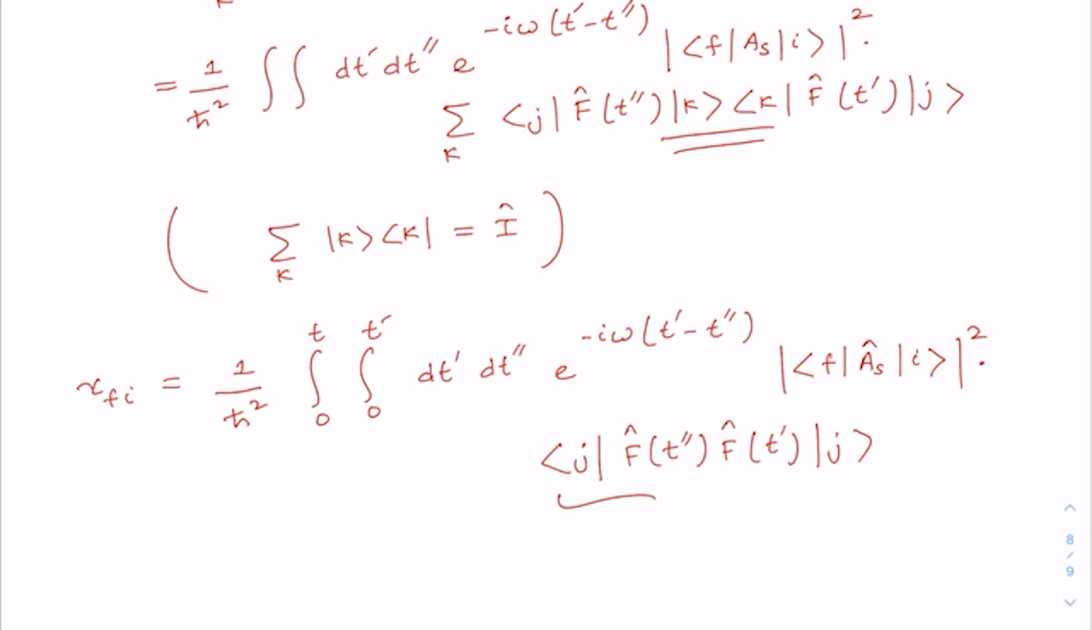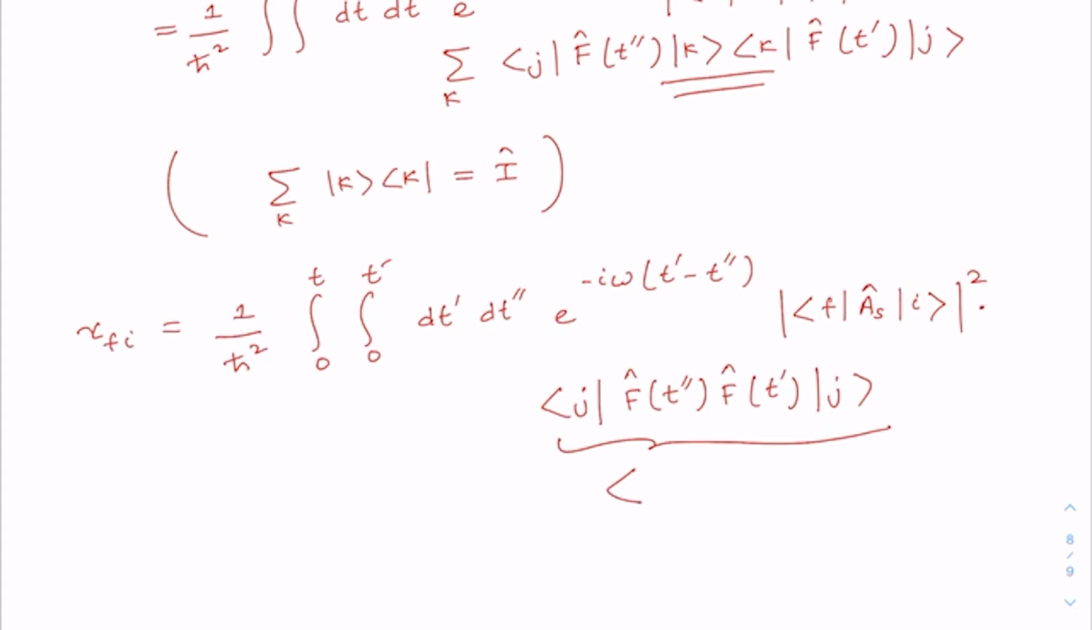As you see, this is basically the expectation value of the product of these two noise operators, and this is actually called a correlator. I can write it as an average of the fluctuation operator, or the Bath operator, evaluated at two different times t dash and t double dash, and this is known as the correlator.